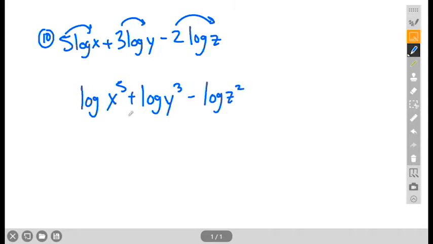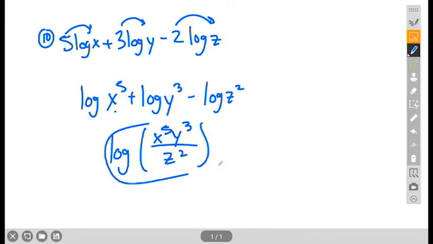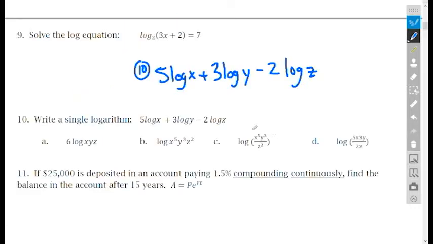Okay, now if we want to combine these into a single logarithm, then the numerators will be the ones that are added, and then any of them that are subtracted will be in the denominator. So that would be x to the 5th times y cubed in the numerator, and then z squared in the denominator. So letter C.